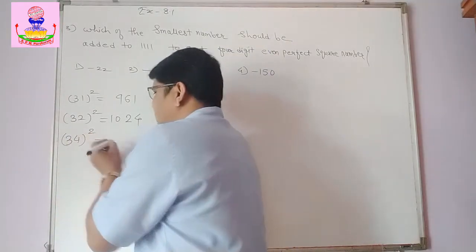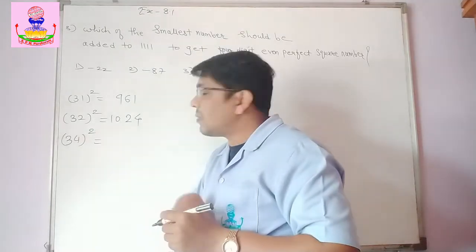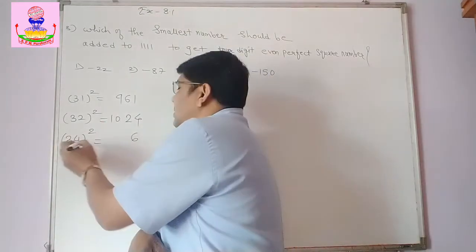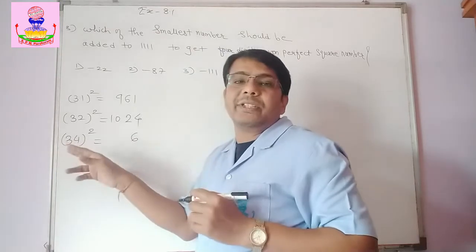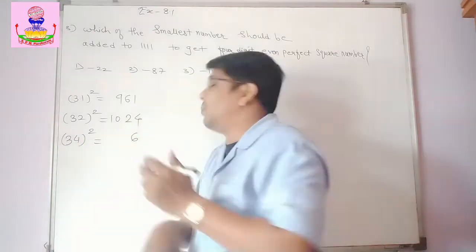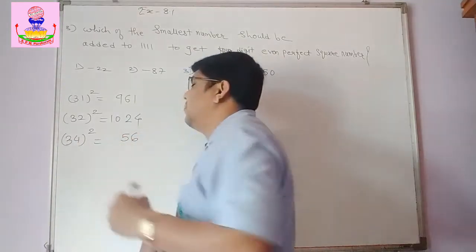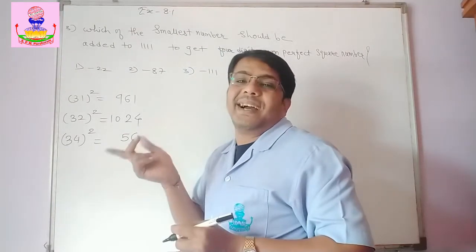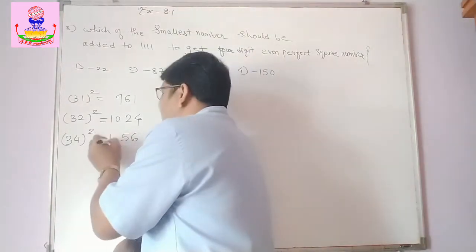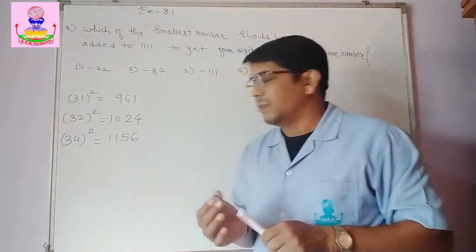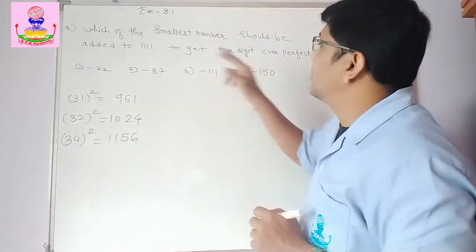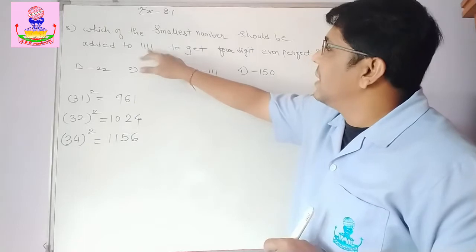Now, next even number is 34, 34 square, 4 square is 16. 1 carry on. 3 4s are 12. 12 2s are 24 plus 1, 25. 3 square 9. 9 plus 2, 11. 1156.